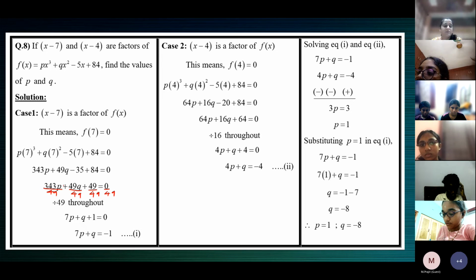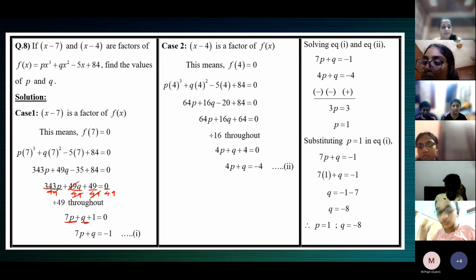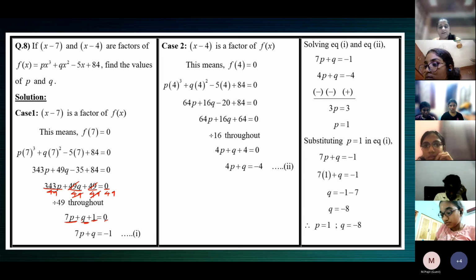So 343p by 49 is 7p. 49q by 49, 49 and 49 cancel, so q. Here 49 and 49 cancel, so 1. 0 by 49 is 0. So we have an equation 7p plus q is equal to minus 1.